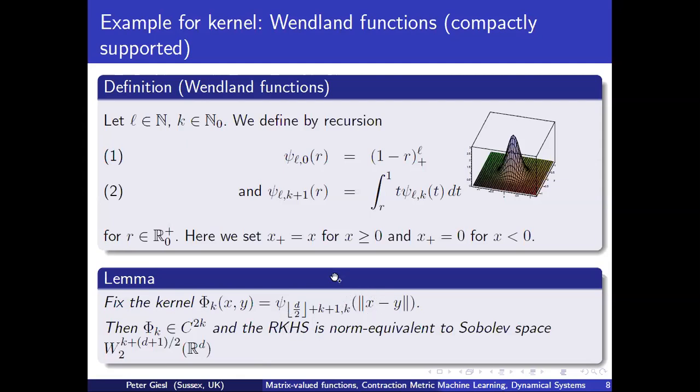So just to recap, there's an easy way you can actually explicitly calculate all these functions psi. They actually depend on just the norm. So these are called radial basis functions as well. And they define a kernel of a reproducing kernel Hilbert space, which is norm equivalent to a Sobolev space of a certain order. And there are whole families. So if we increase k, we get smoother and smoother functions. And the other thing to remember on the Wendland function is they're compactly supported.